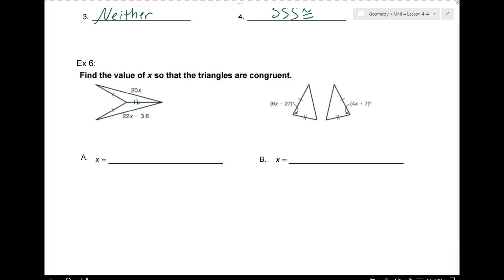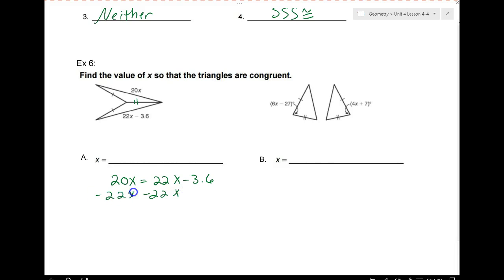So look what the question's asking. It says, find the value of x so that the triangles are congruent. So what do I get to assume about those 2 pairs? Set them equal. I'm going to set them equal to each other to make them congruent. So you're going to get here 20x is equal to 22x minus 3.6. All right, what are we going to subtract from both sides, guys? 22x. All right, so let's go ahead and subtract 22x from both sides.